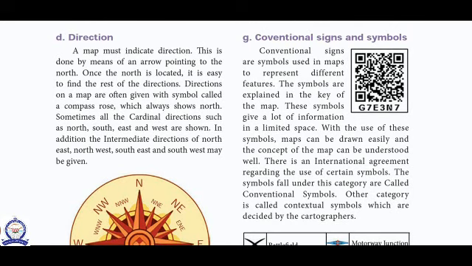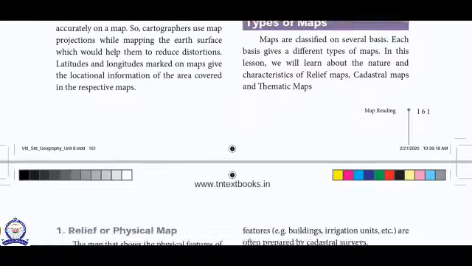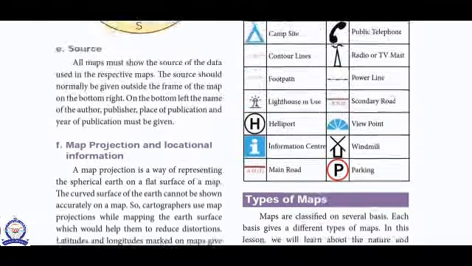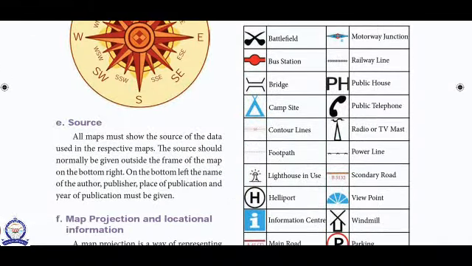There is an international agreement regarding the use of certain symbols. The symbols that fall under these categories are called conventional symbols. Other categories are called the contextual symbols, which are designed by the cartographers. Many symbols are given in your textbook.